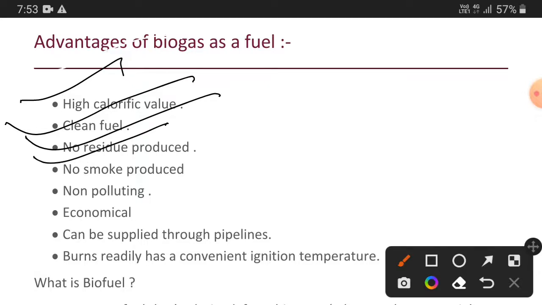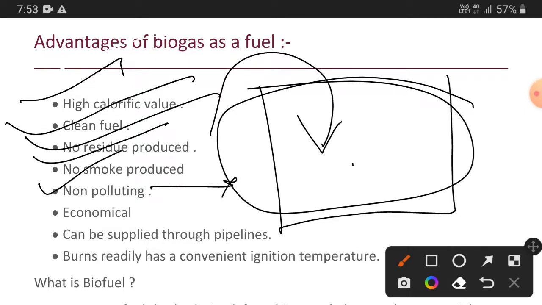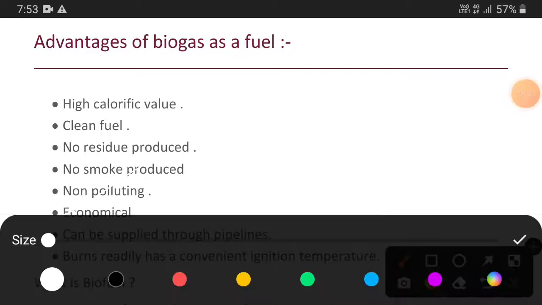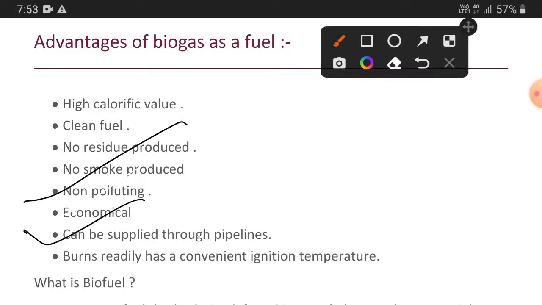No smoke produced, non-polluting, although if the place where we are going to keep the organic material is not well deconstructed, there can be a chance of soil pollution. Also economical, we are just using wastage to create something new, right? So it should be economical. Can be supplied through pipelines.